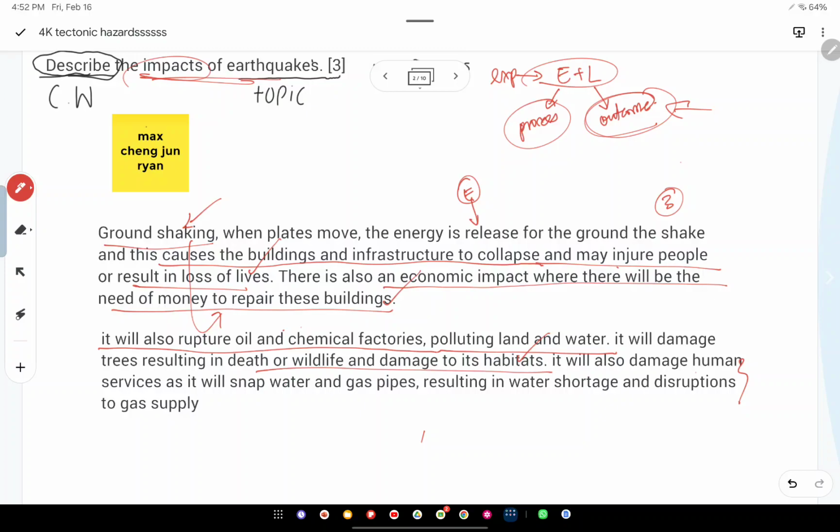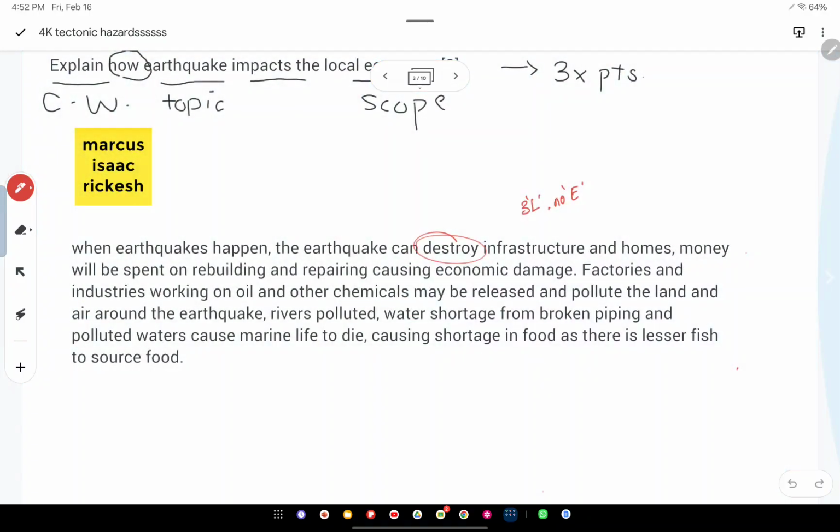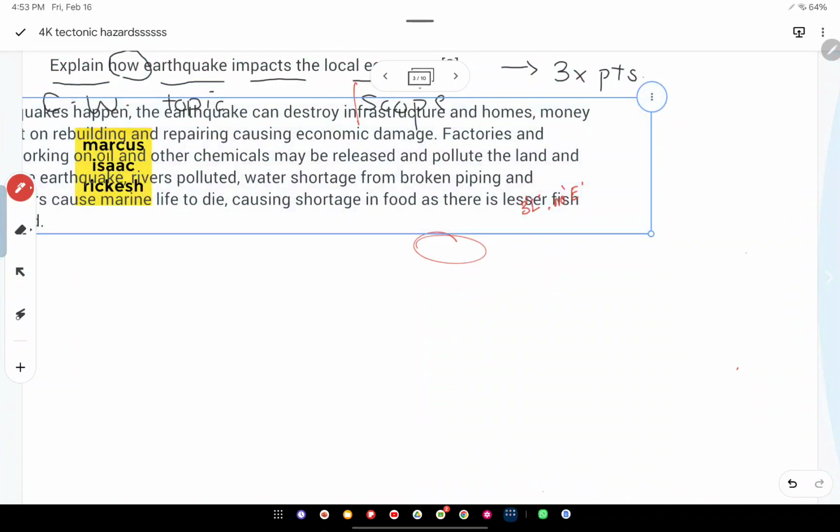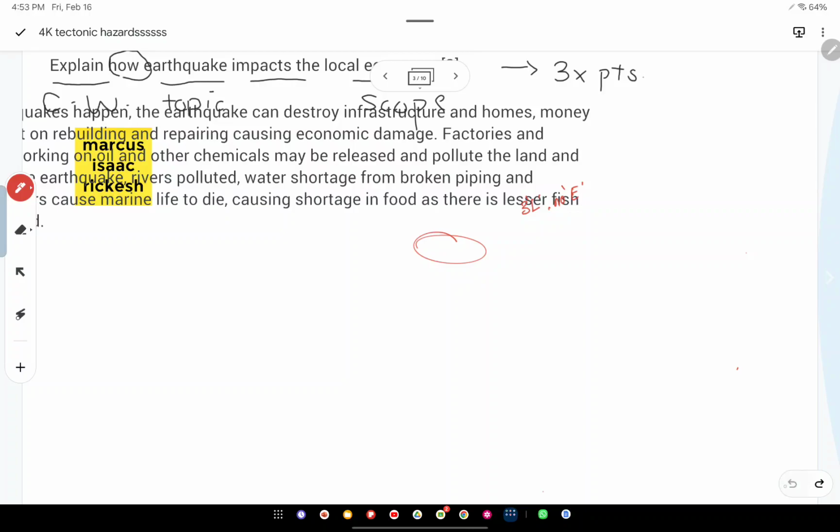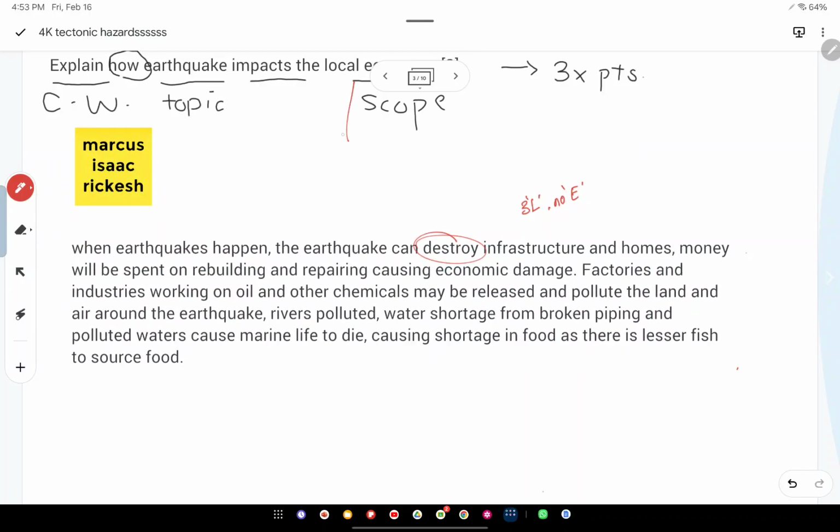In this case, you don't need to, but in other cases you might, especially if the question says explain. Okay, such as this one, explain how the impacts of earthquake impact the local economy. So you can see, right, economy is for sure the L. Economy for sure is the L. Right, you're right, this is the scope, this is how they want you to narrow down to. But in this case, it's explain how. So you need to give me the E and the L. So the E must be there. In this case, we can see that destroy infrastructure and home, money spent on rebuilding and repairing.